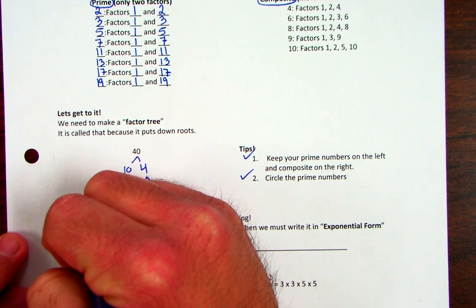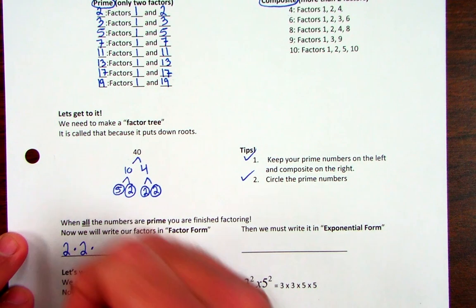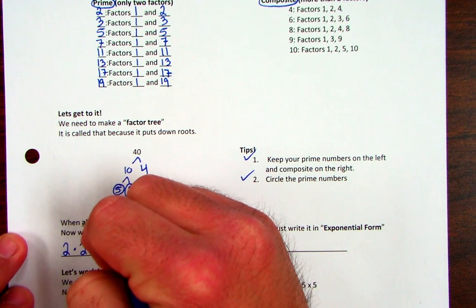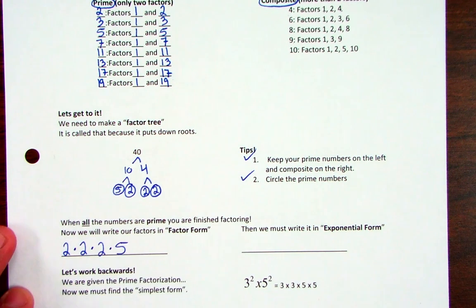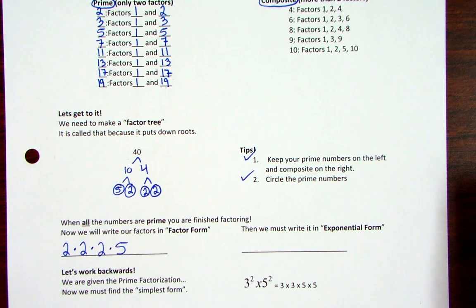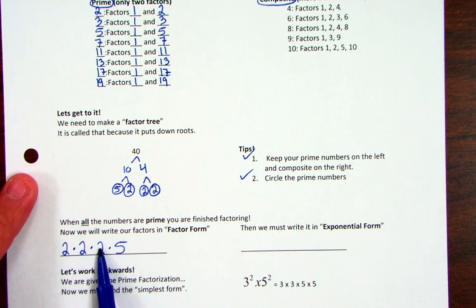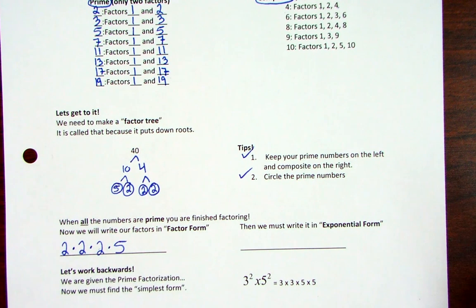We had a 2. And then we had a 5. There's your factor form. You're done. Now some are like, that doesn't give us 40. Well, think about it. What's 2 times 2? Well, that's 4. 4 times 2 is 8. 8 times 5 is 40. So actually that does work out.